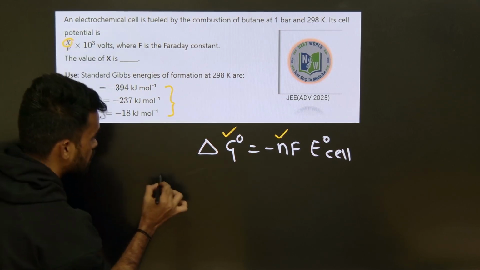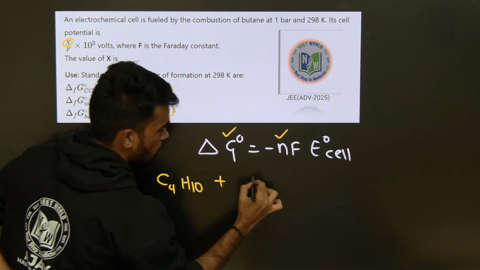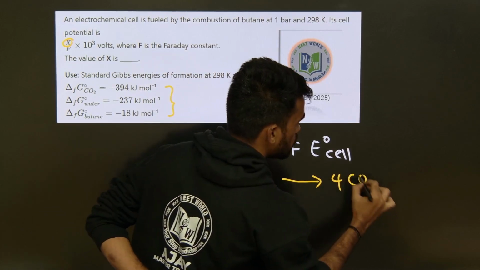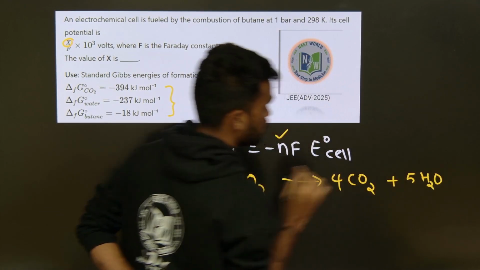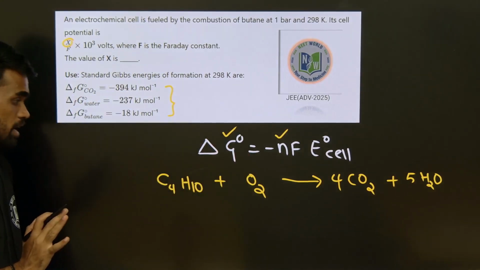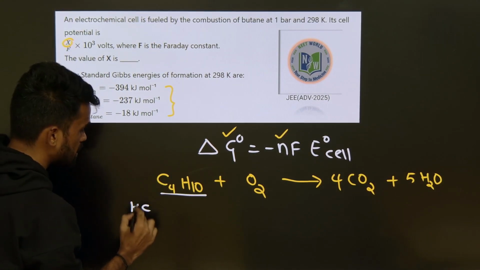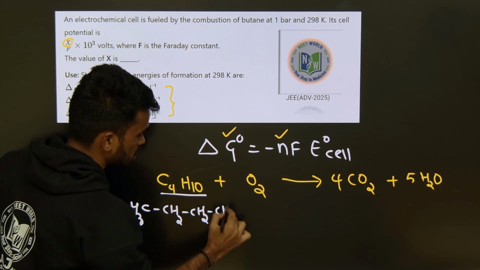In order to find this, let us write butane C4H10 plus O2, combustion giving us 4CO2 plus 5H2O. That's it, this is the equation which is forming. Now let us write the structure of butane: CH3, CH2, CH2, CH3. This is the structure of butane.